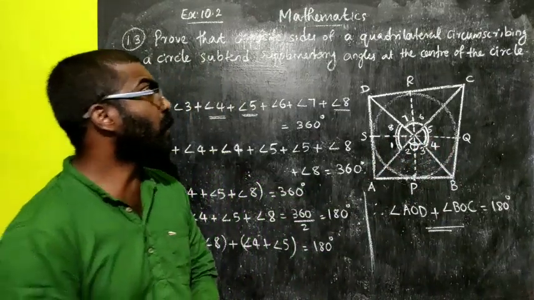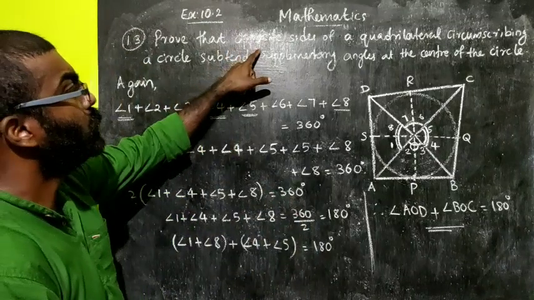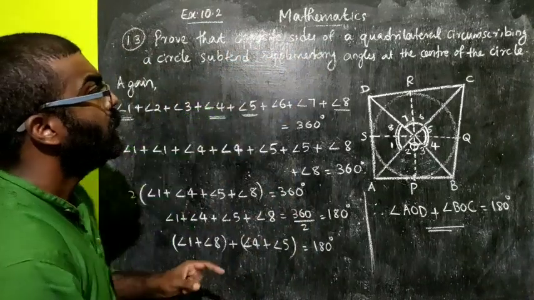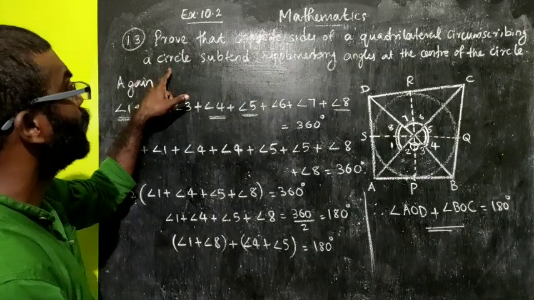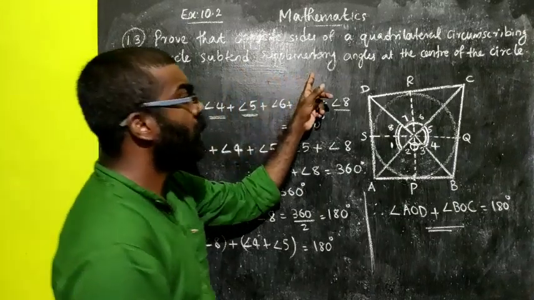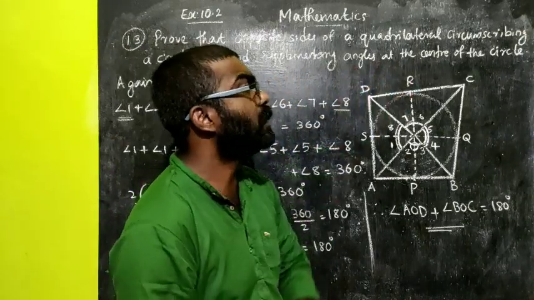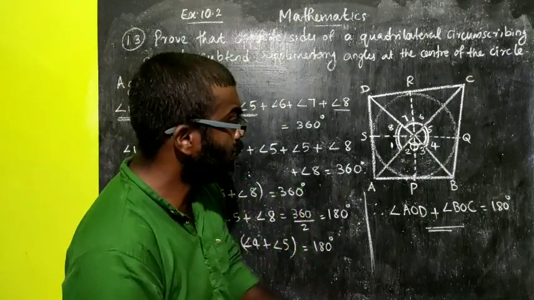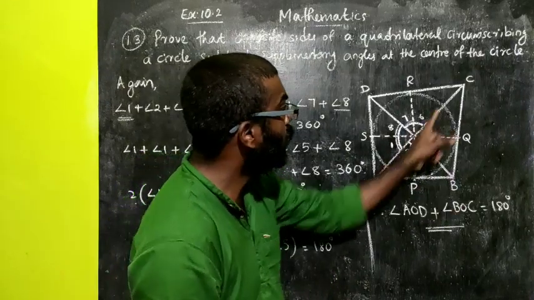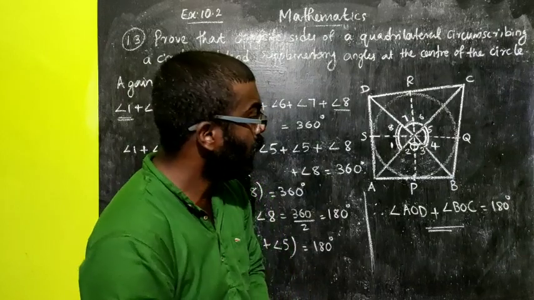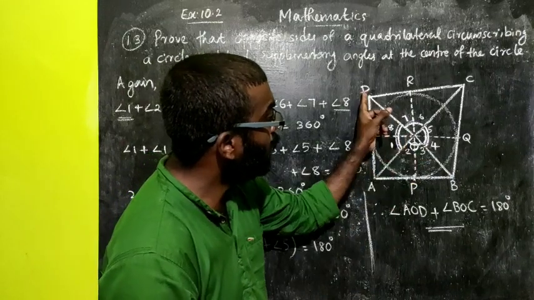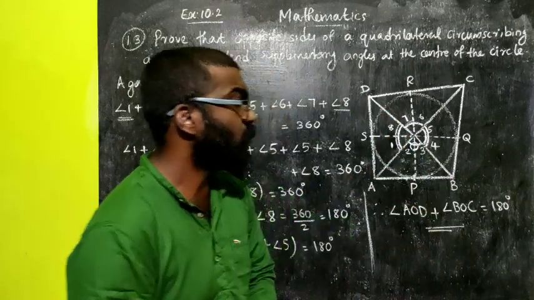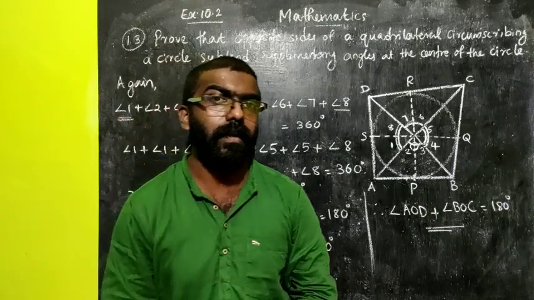Okay, so what can we conclude? Therefore, opposite sides of a quadrilateral circumscribing a circle subtend supplementary angles at the center of the circle. That means AOB plus COD is equal to 180 degrees and AOD plus BOC is also equal to 180 degrees. Understood?